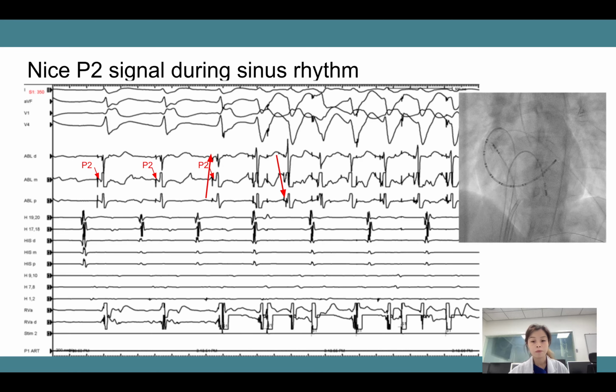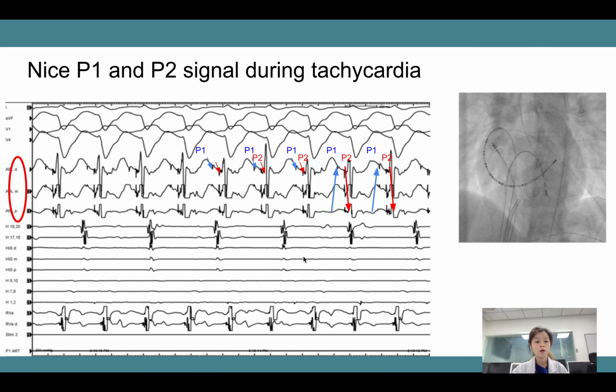When we place the ablation catheter at the posterior septum, again we can map the nice P2 potential before the QRS complex in the sinus rhythm. And as you can see, during the catheter manipulation, VT is readily induced. What's more, before the P2 potential, we could recognize a very small potential before P2. This is the P1 potential.